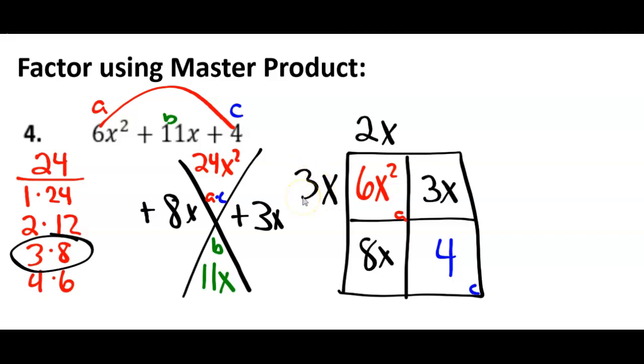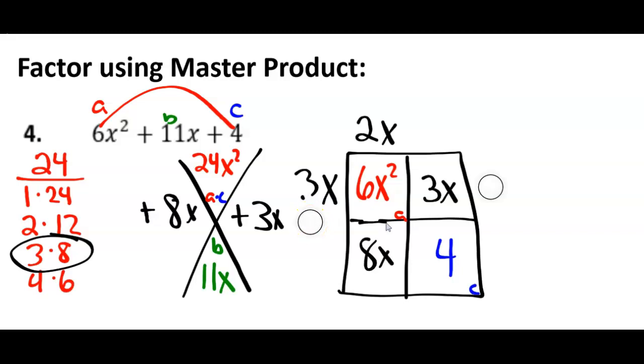And now how do I know that those are correct? Because if I multiply this times this, I should get my 6x squared. I do. Fantastic. So now you want to ask yourself, you can do either this one or this one. I always do this one first because it's easier just to always do it the same way.